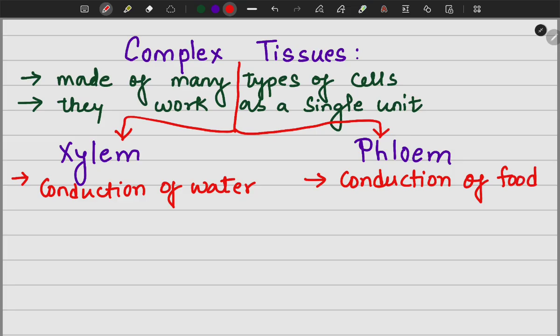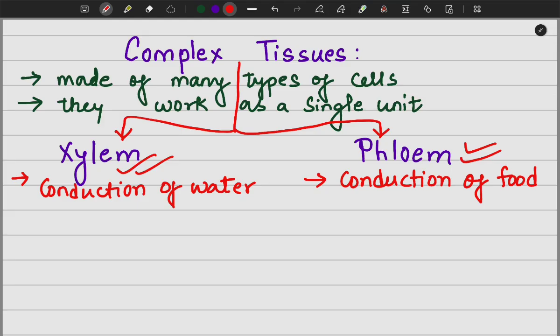Right? The roots of the plant absorb water from the soil, and that water goes up to different parts of the plant like stems, leaves, etc. with the help of xylem. So xylem is mainly responsible for transporting water to different parts of the plant body, whereas the food prepared by the plant by the process of photosynthesis reaches all parts of the plant with the help of phloem. Alright, we will study xylem and phloem in detail.